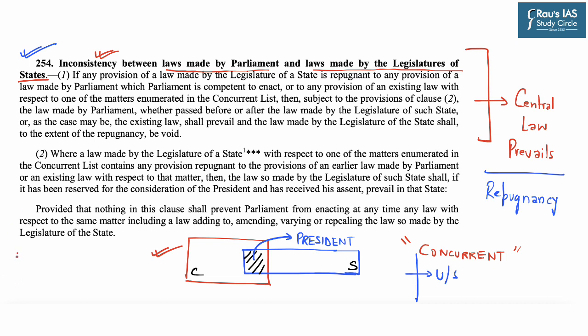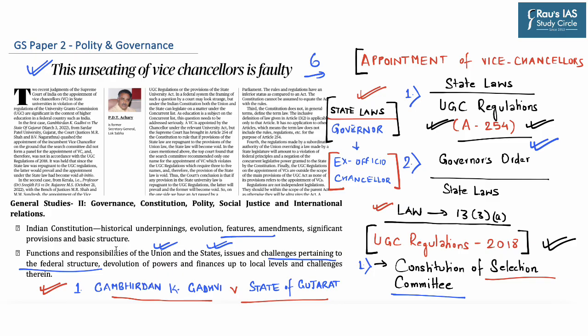So it says, inconsistency between laws made by Parliament and laws made by legislature of states. And this article suggests that UGC regulation of 2018 is not a law made by the Parliament of India. And hence the provision of Article 254 will not apply when treating a regulation of the central government and a law made by the state government. As in such instances, the state legislation or the state laws made by the state legislature prevails.